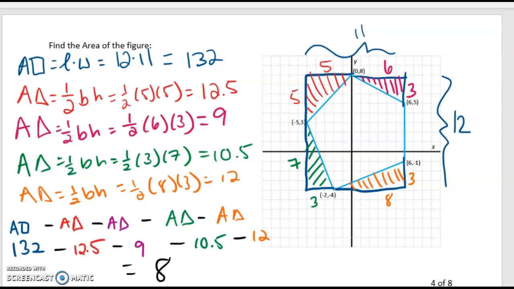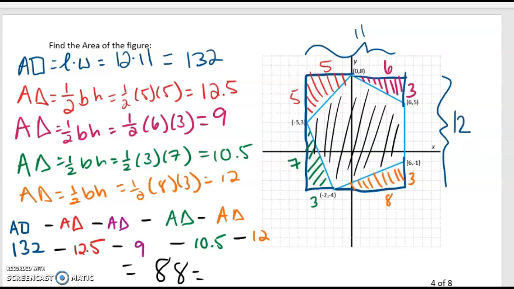So the area inside the box, I'm just going to shade that so you know what area I'm talking about. That's 88. I don't have units, but I'm going to call it units squared. Okay, so if you have a shape that's even weirder, you might have to create more boxes, more triangles, but you're always starting with a giant box and subtracting out what you don't need.